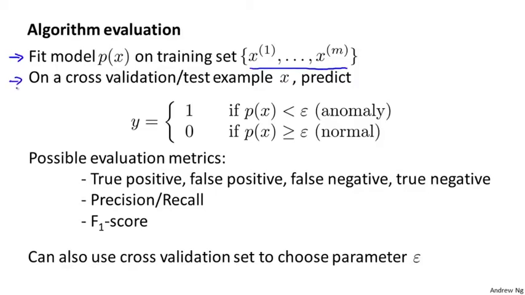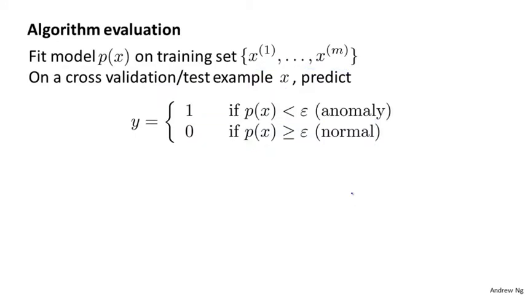Then imagine that your anomaly detection algorithm is actually making predictions. On the cross-validation and test set, given, say, a test example x, think of the algorithm as predicting that y equals 1 if P of x is less than epsilon, and predicting 0 if P of x is greater than or equal to epsilon. So given x, it's trying to predict the label: is it y equals 1, corresponding to an anomaly, or is it y equals 0, corresponding to a normal example?